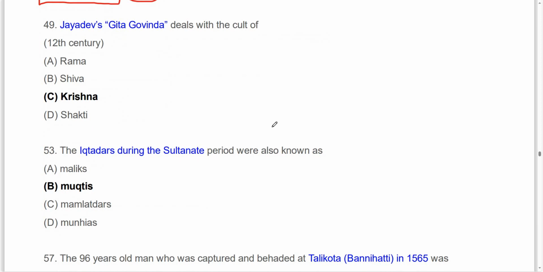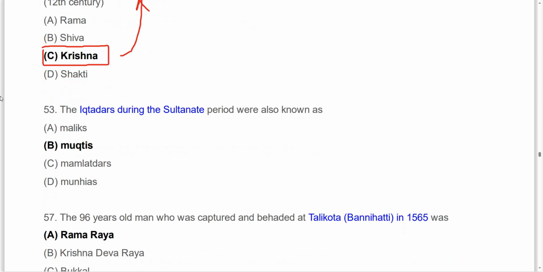Jayadeva's Gita Govinda deals with the cult of Krishna. It was composed in the 12th century, and it deals with the Krishna Bhakti cult.